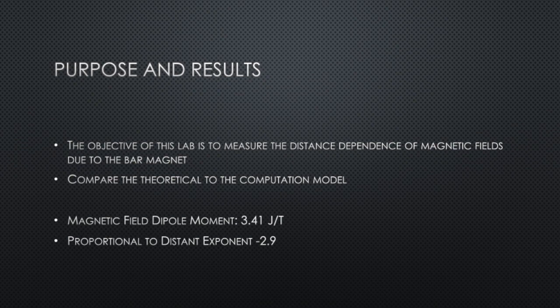Purpose and results. The objective of this lab was to measure the distance dependence of the magnetic field due to the bar magnet. We are then to compare the theoretical results to the computational model results. A preview of my results: the magnetic dipole moment ended up being 3.41, and the proportional-to-distance exponent was negative 2.9.